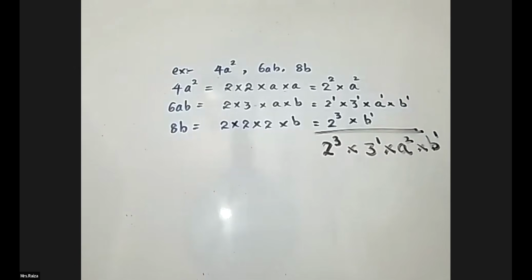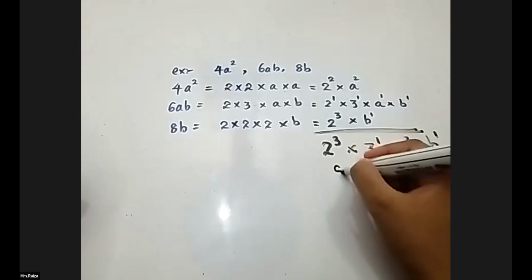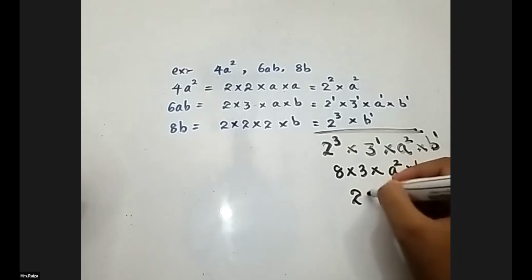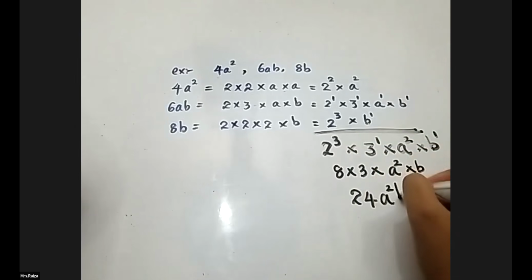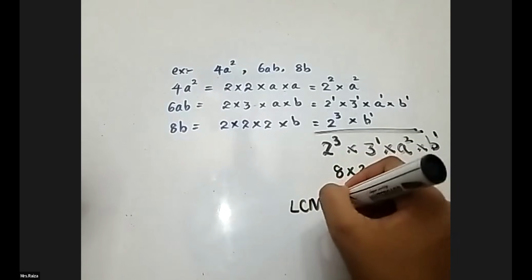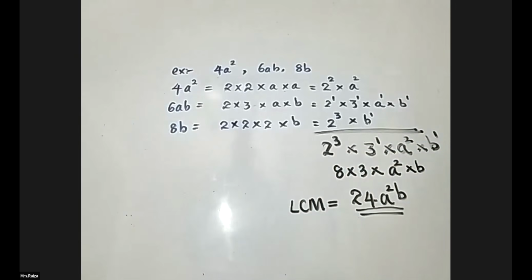Now, what is the LCM? That is 2 to the power 3, which is 8, into 3 into a squared into b. That is 24a squared b. This is the LCM. See how easy the method is.